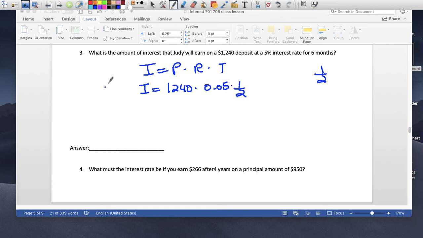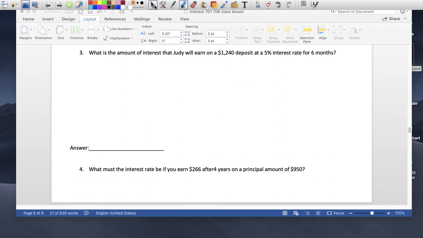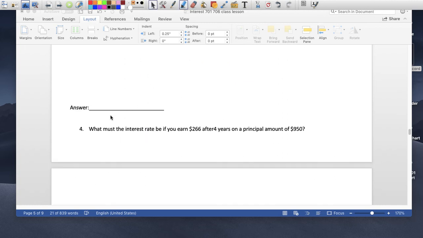So in this case, if Judy returns after 6 months, the bank's going to give her $31 interest. Don't forget again that that does not include the original money that she put in. Okay, she also gets to take that out.